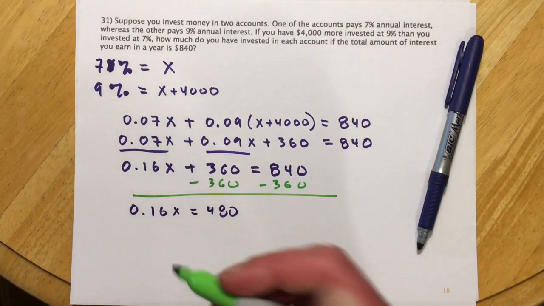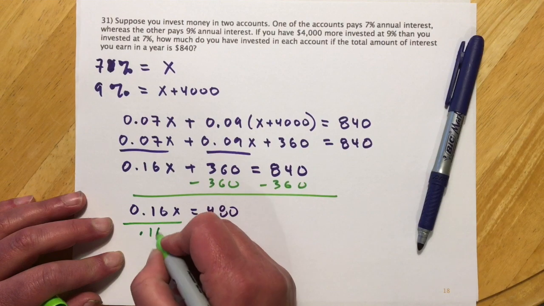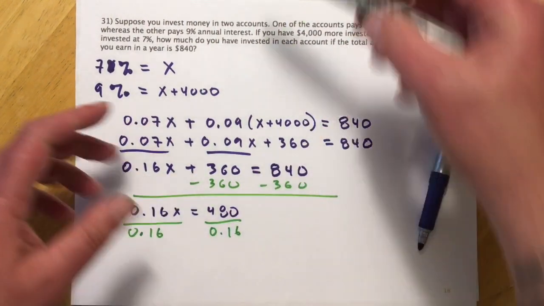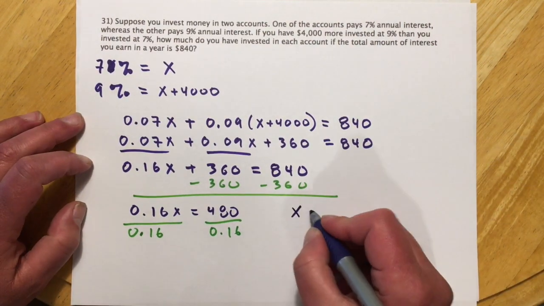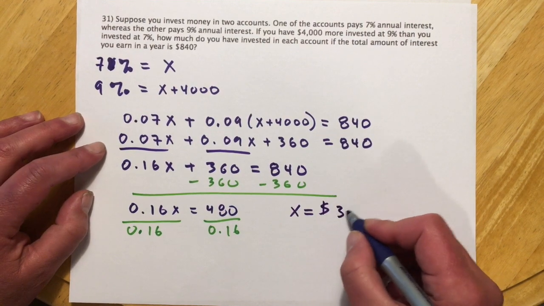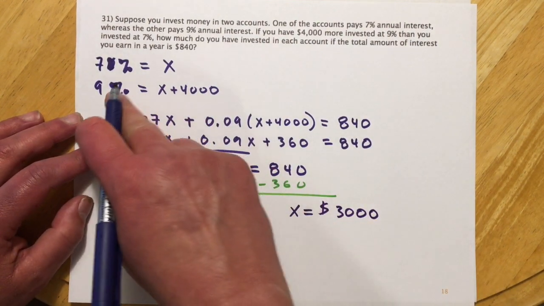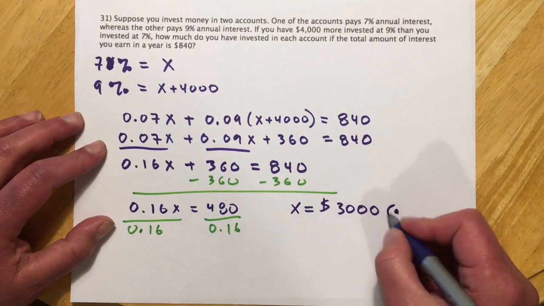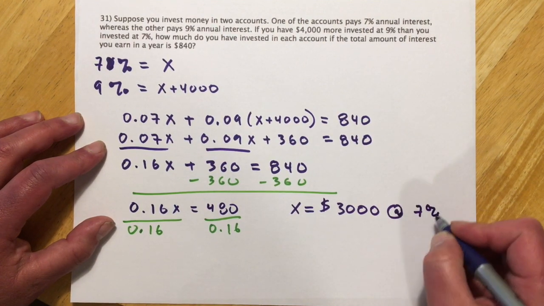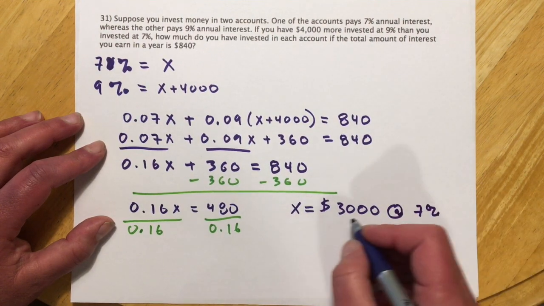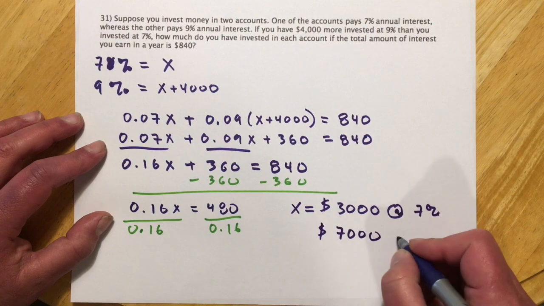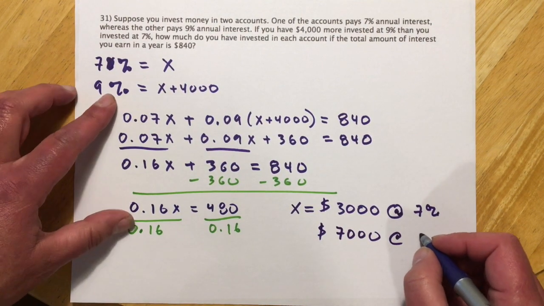And then I want to divide out the 0.16. And then that's going to get me x equals 3,000. And I have 4,000 more at 9%, so that's my at 7%. So then my x plus 4,000, that's going to be 7 grand at 9%.